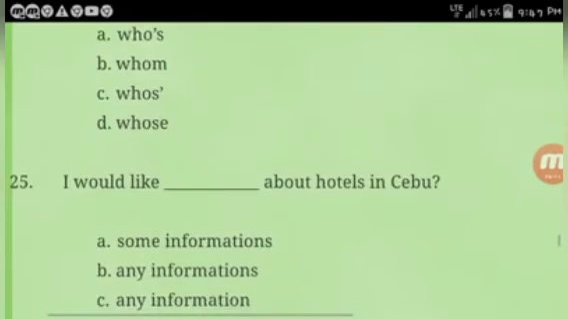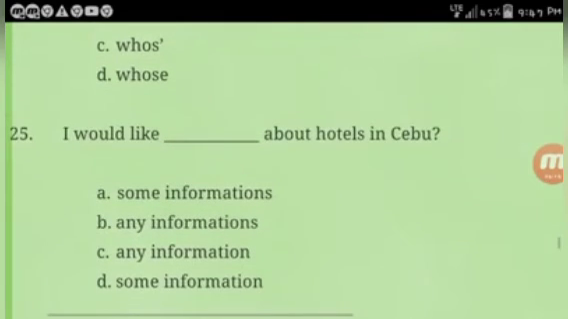24. Somebody asked, blank book is this? So here, it calls for a possessive form. So the answer is letter D. Whose? Next one, last number. I would like blank about hotels in Cebu.